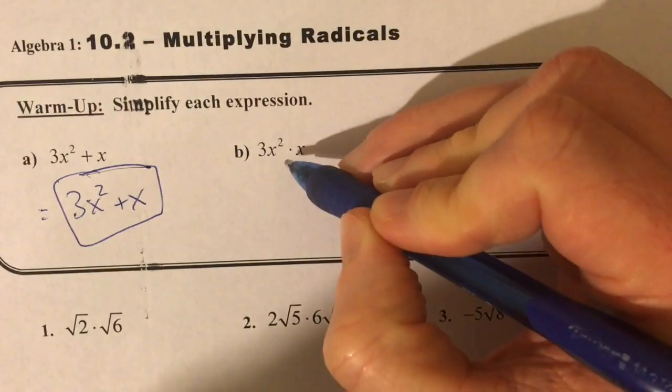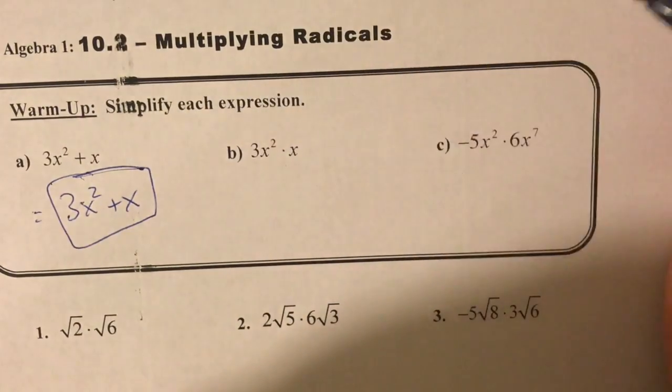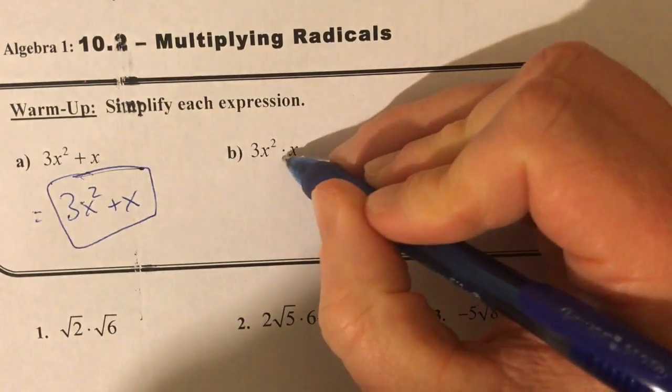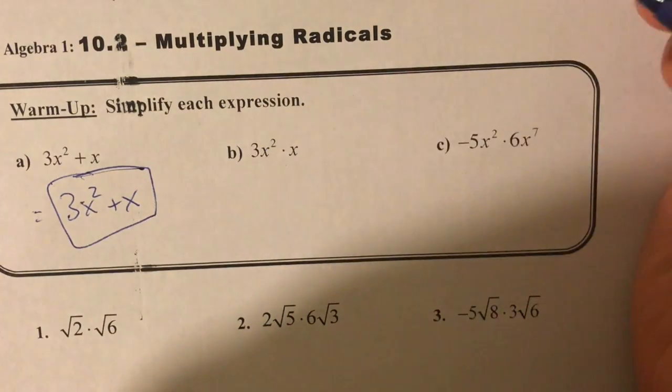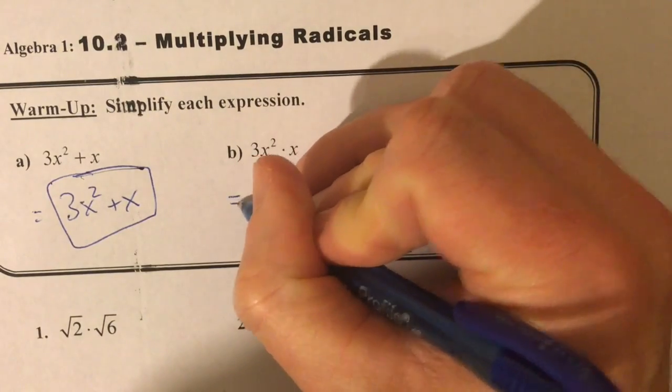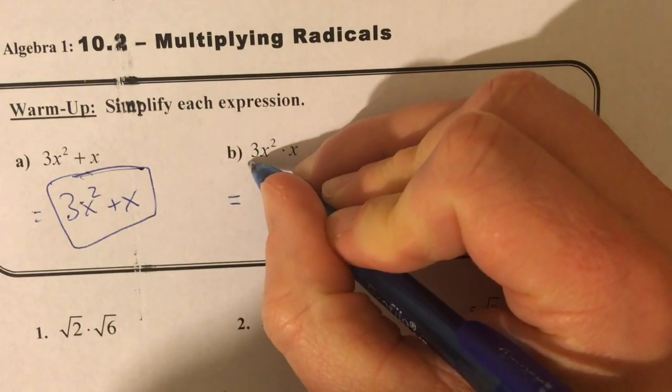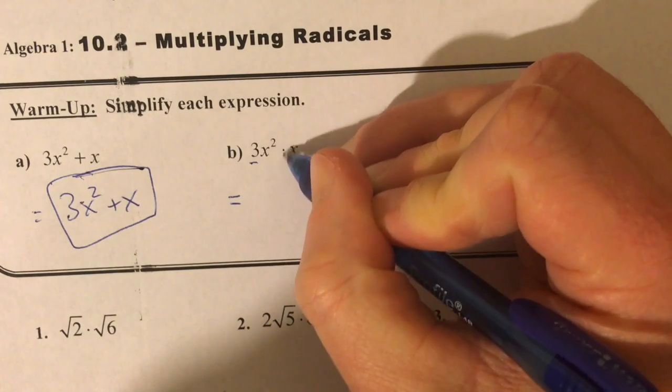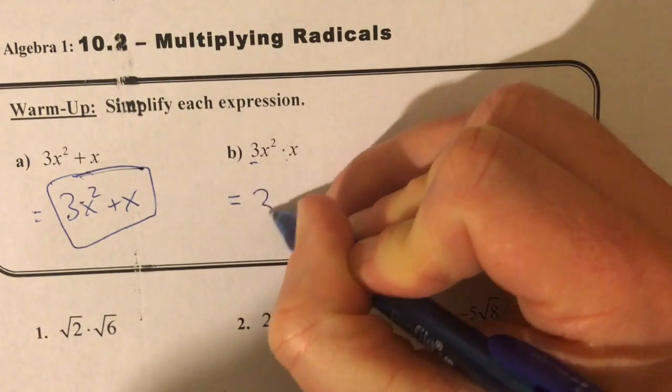But when I'm multiplying, and this is really where we're going today, hopefully you remember that when you multiply, I can multiply any two variable expressions. They don't have to be like terms. You just go coefficient by coefficient. Now that's really a 1 there. 3 times 1 is 3.